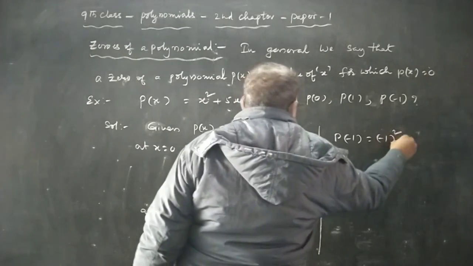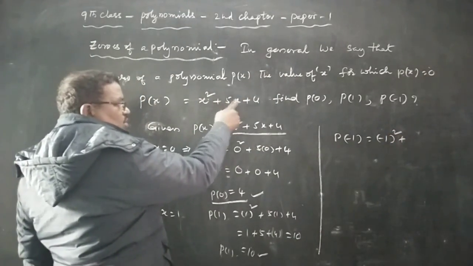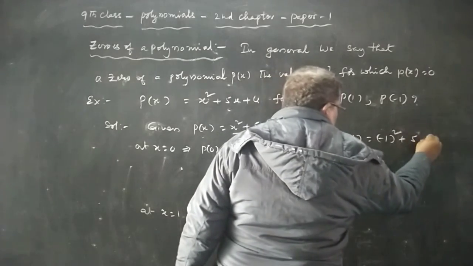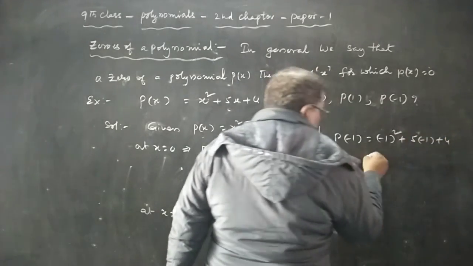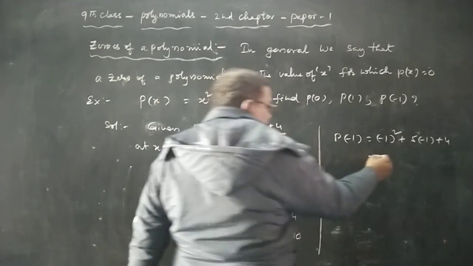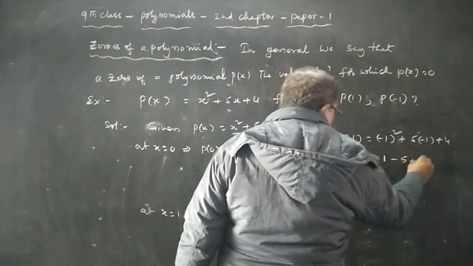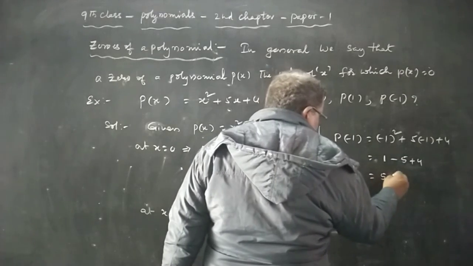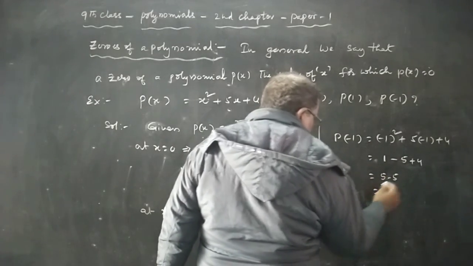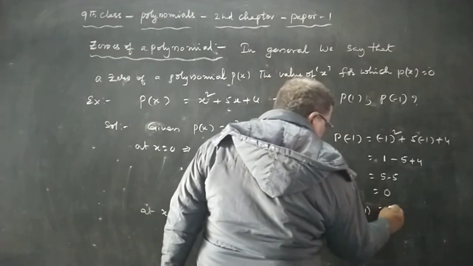P of minus 1 equals minus 1 whole square, substitute in given polynomial, minus 1 whole square plus 5 into minus 1 plus 4. Minus 1 whole square is minus 1 into minus 1, that is plus 1. 1 plus into minus, minus 5 plus 4. You get 5 minus 5, which is 0. Hence, P of minus 1 equal to 0.